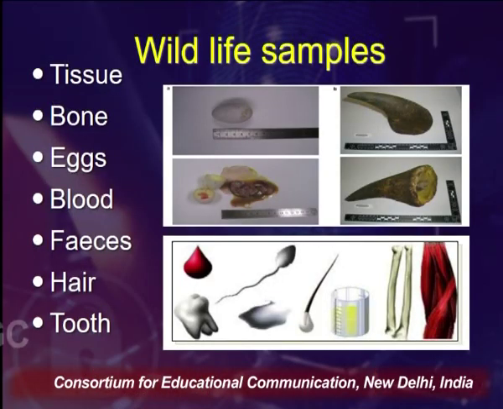To start with, we might find a variety of wildlife samples on the scene. For example, tissue, bone, eggs, blood, feces, hair, tooth, etc. These samples can be found at various scenes. For example, let's imagine a case of poaching where a species which is on the verge of extinction or already extinct is being transferred for selling purposes. For example, there are certain species of snakes which are being smuggled for their skin. Based on that, or to identify other wildlife species, we can use these samples for their analysis.